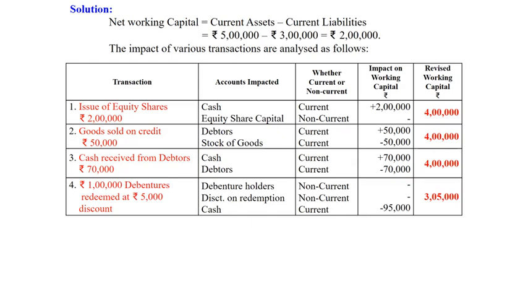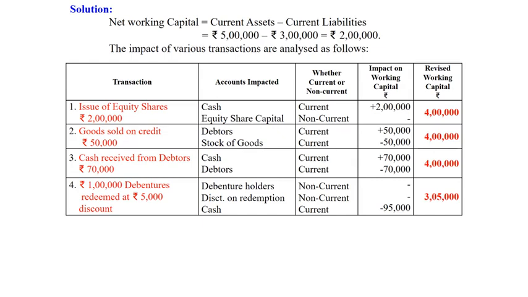Then the next one, 1 lakh debentures redeemed at 5,000 discount. So here 1 lakh worth of debentures were repaid at rupees 95,000. Therefore 5,000 is the profit, we can say profit gained by the business. So cash is going out 95,000. In that place 1 lakh debentures are getting down.